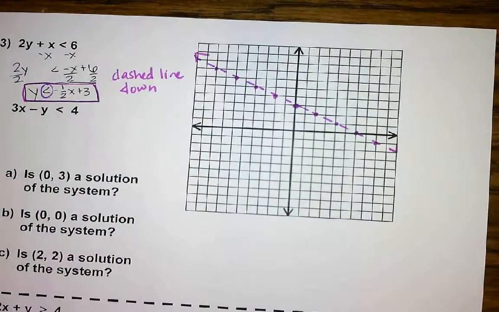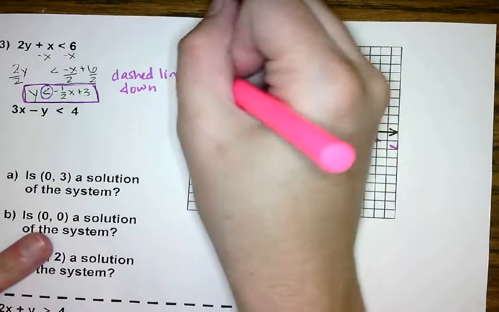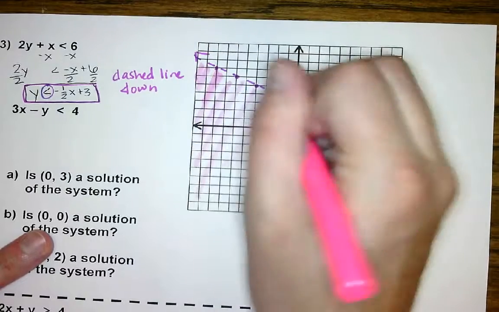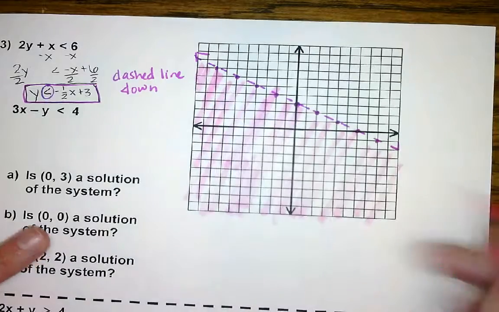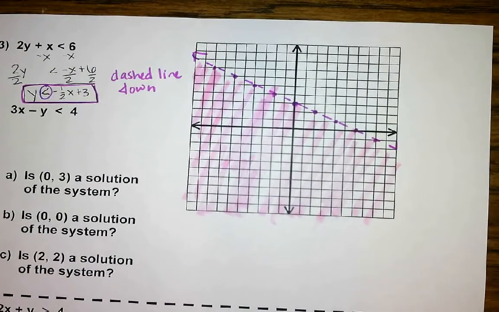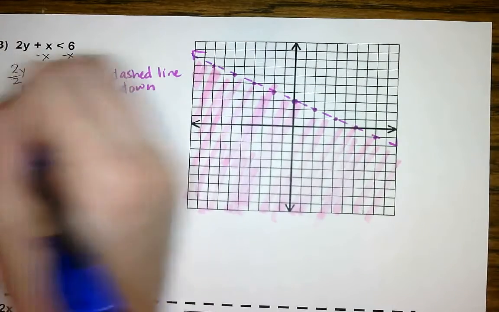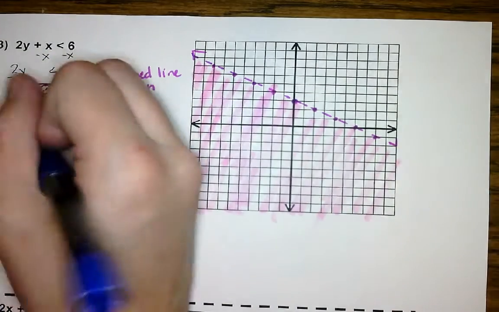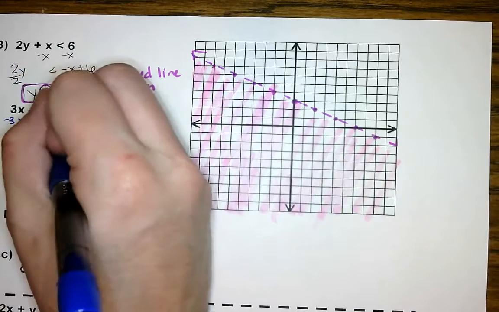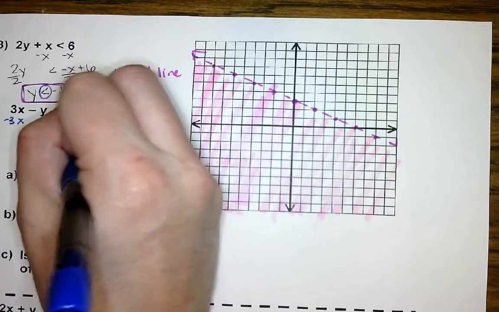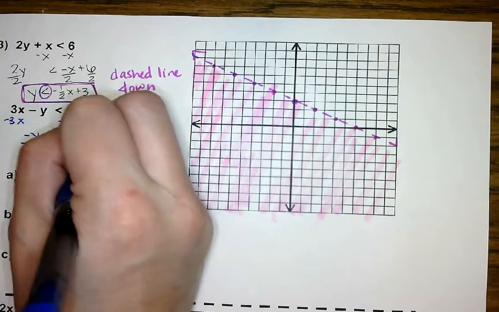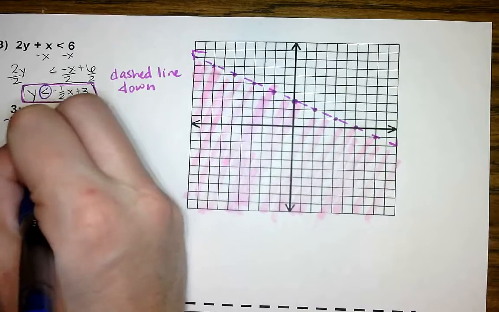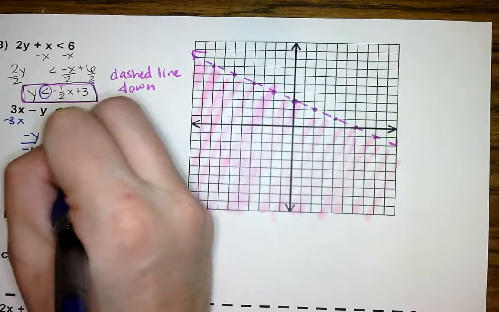Are y'all comfortable with that? So I do it a little loosely. There we go. Then I'm going to do the same exact thing with the next one. All right. So we have negative 3x. I'm going to subtract that. So now I have negative y is less than negative 3x plus 4. Then I divide by negative 1, and I'm left as y is greater than 3x minus 4.